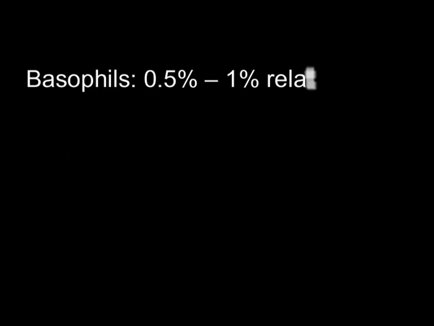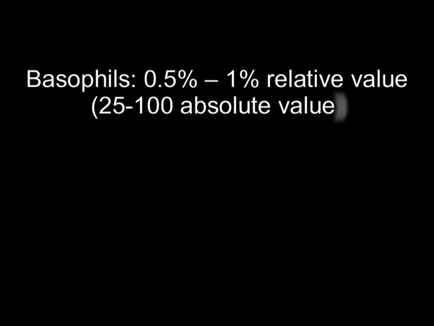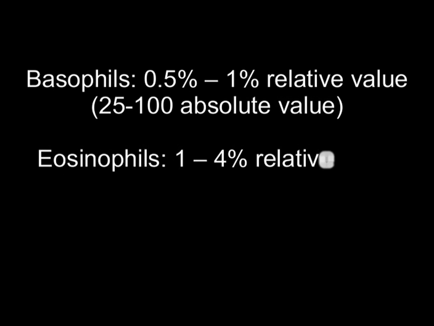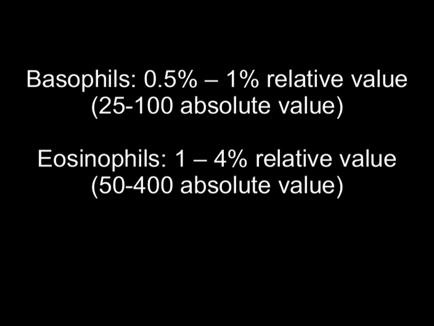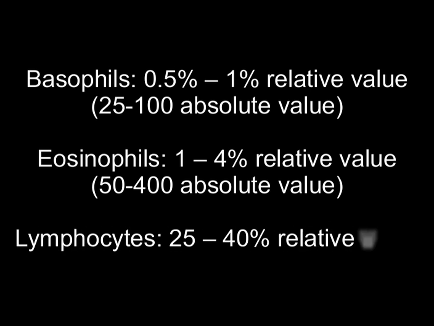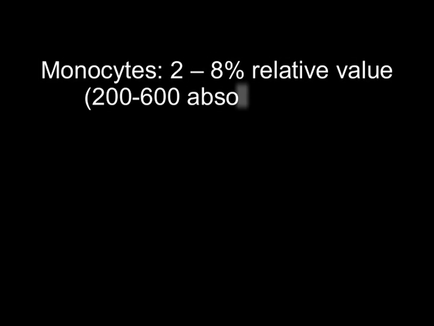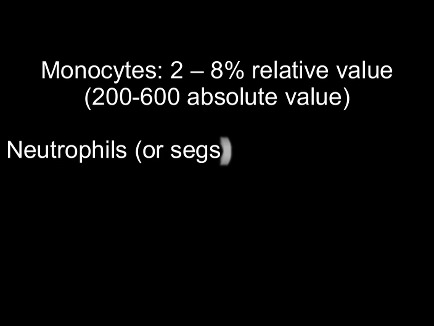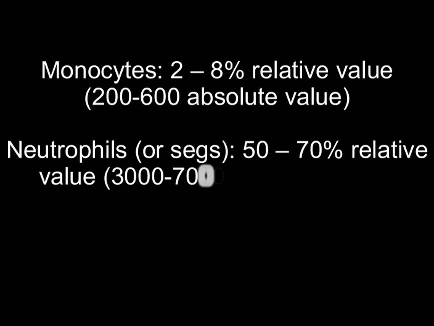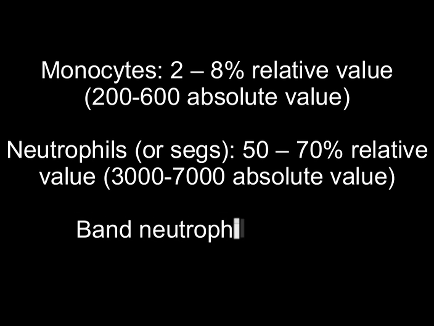Basophils, 0.5% to 1% relative value, 25 to 100 absolute value. Eosinophils, 1 to 4% relative value, 50 to 400 absolute value. Lymphocytes, 25 to 40% relative value, 1,700 to 3,400 absolute value. Monocytes, 2 to 8% relative value, 200 to 600 absolute value. Neutrophils, or SEGs, 50 to 70% relative value, 3,000 to 7,000 absolute value. Band neutrophils, 3 to 6%.